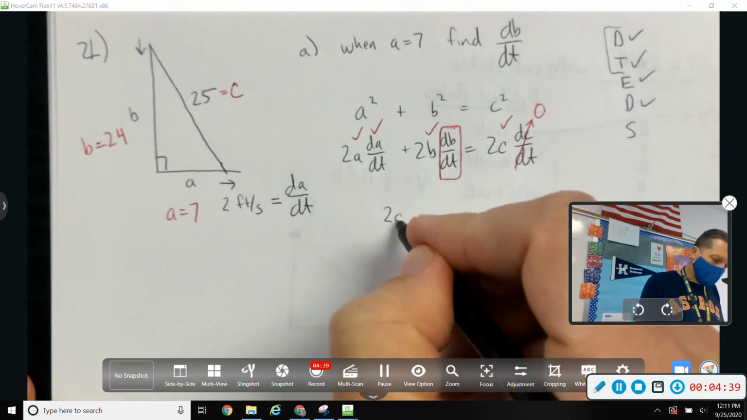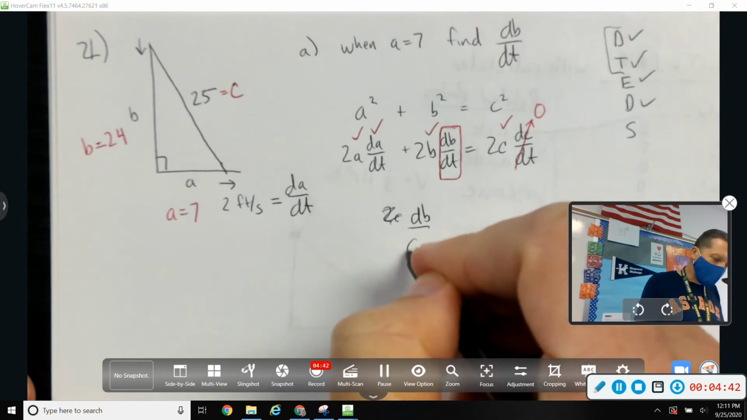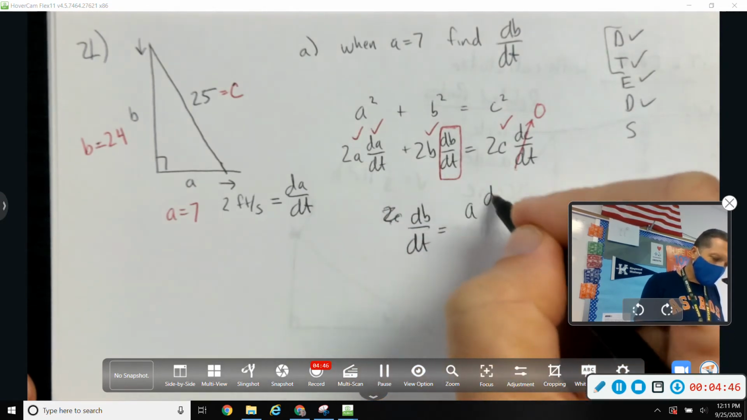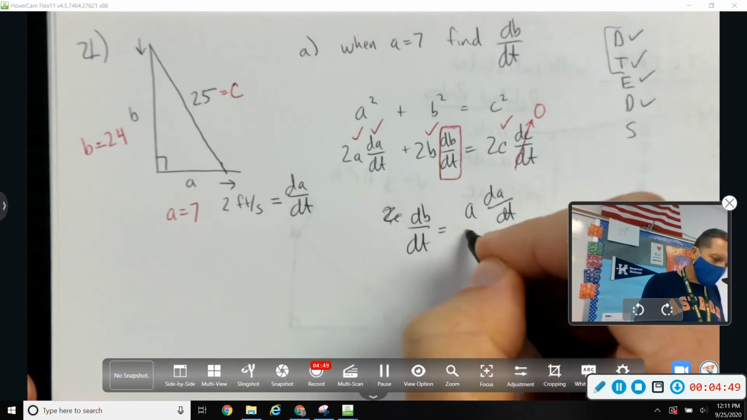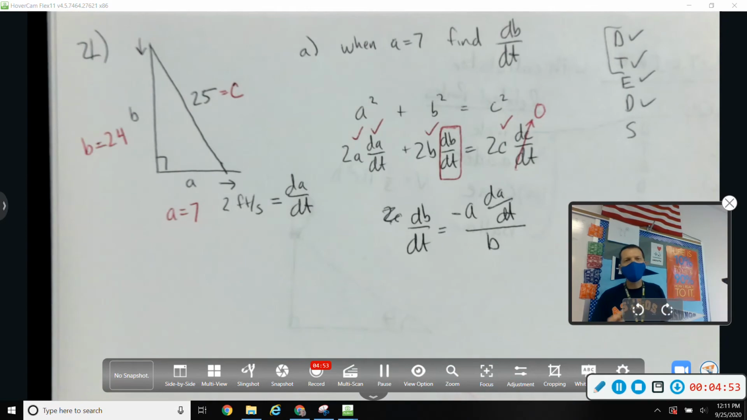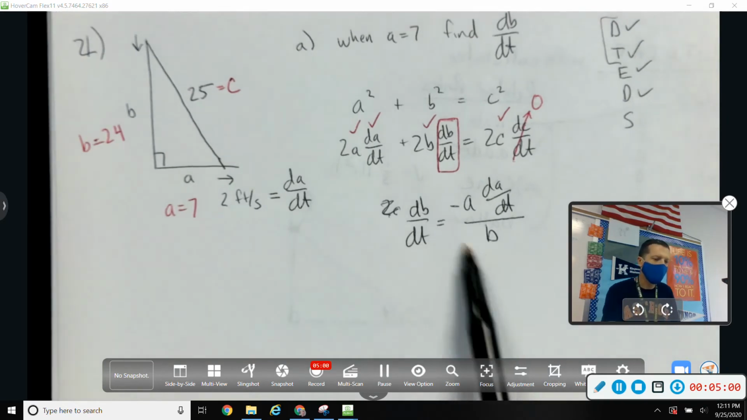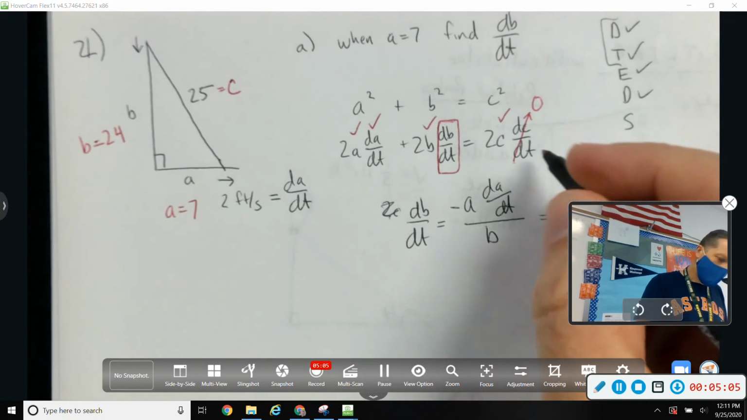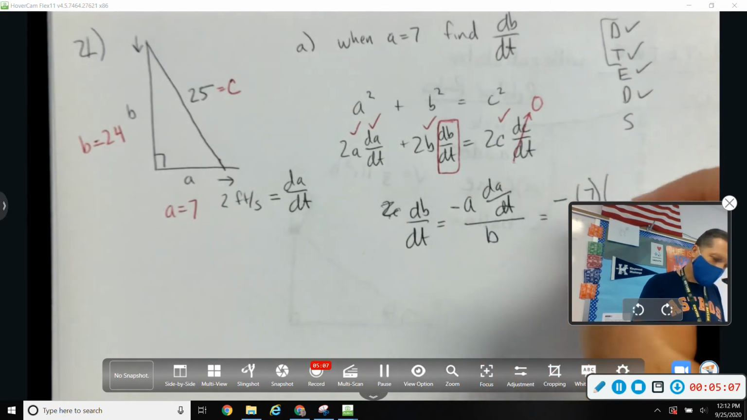I'm going to solve for dB dt first. So I'll move 2A dA dt over, and then I'll divide by 2B. Oops, that would make it negative. Which is good. We thought it would be negative. So I subtracted 2A dA dt over, and then divided by 2B. And the 2's cancel out. Negative, A is 7, dA dt is 2, and B is 24.